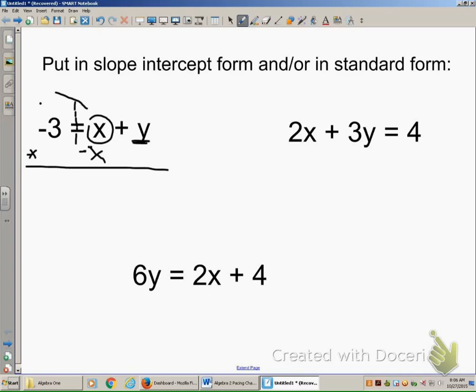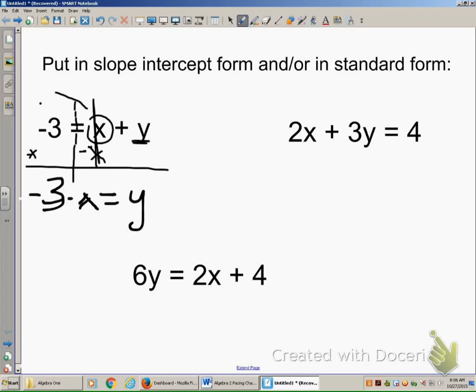So if I subtract x from this side, I must also subtract x from this side of the equal sign. Remember our little imaginary line that goes down through the equal sign here. X take away x, we know, is just 0. And we know that now we have negative 3 on this side. Okay, so negative 3 minus the x equals y is what I'm left with.